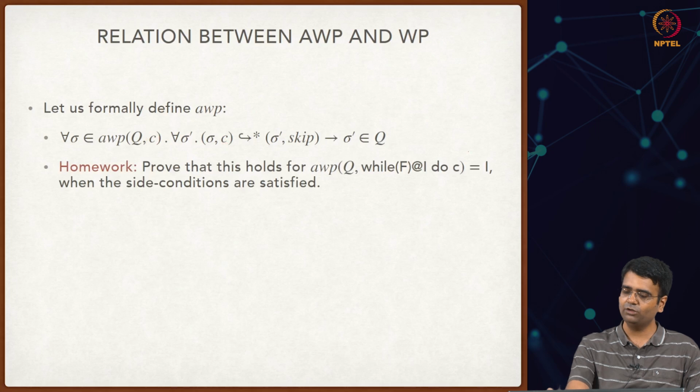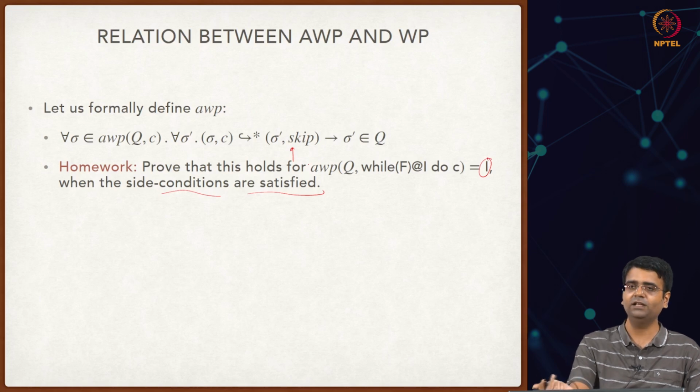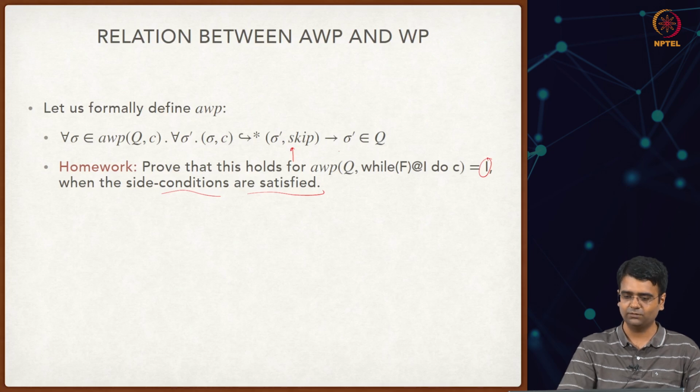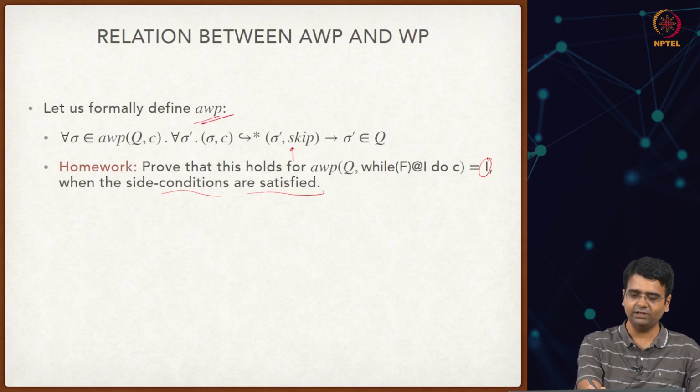As homework, you can try to show that if you define the approximate weakest precondition for the while loop to be equal to the annotated loop invariant, and if the side conditions are satisfied, we saw two side conditions in the last slide, then indeed I is an approximate weakest precondition, in the sense that I will satisfy this particular formula. We argued about this informally on the last slide, but you can also formally show that this is true. So what is the relationship between AWP and WP?